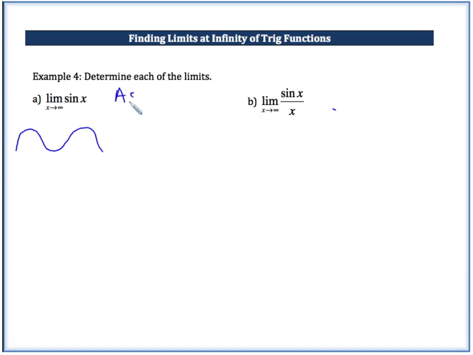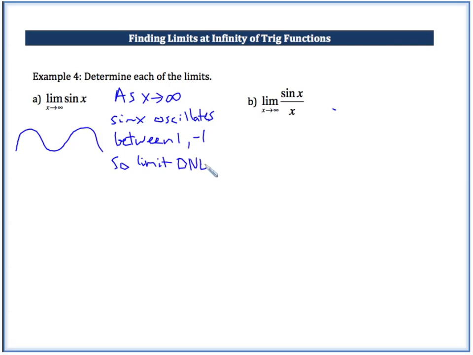Okay. So as x approaches infinity, sine of x oscillates between 1 and -1, so the limit does not exist. We always know another way we can write this is that sine of x is always greater than or equal to -1 and less than or equal to 1.